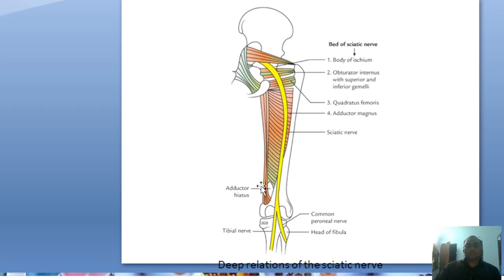This is the adductor magnus muscle. This is the adductor hiatus opening. This is the adductor tubercle. This is the ischial tuberosity, and all the hamstring muscles arise from this ischial tuberosity. The sciatic nerve passes through the greater sciatic foramen. This is the piriformis muscle, the key muscle of the gluteal region.